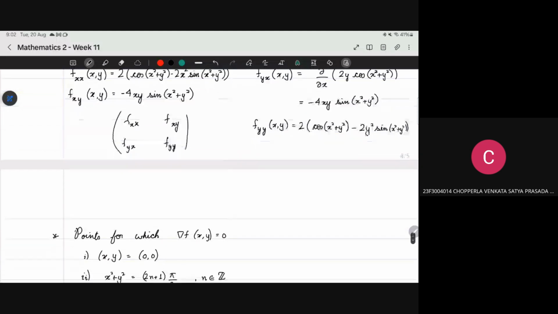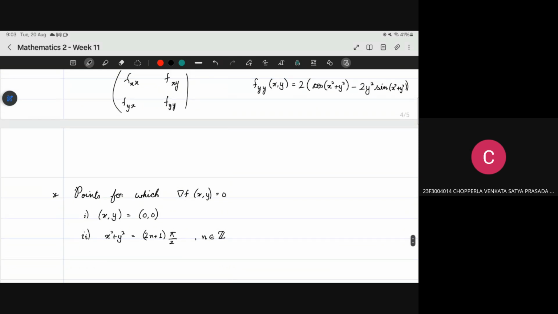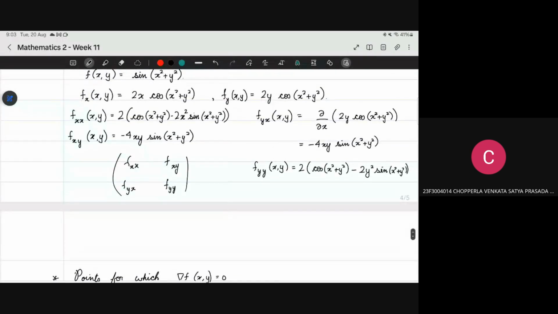What are the others? Pi. See, when x and y are 0, it's 0. When x square plus y square is equal to pi, then x square plus y square equal to pi gives me just this, which will not necessarily be 0. I want both of them to be 0. So x square plus y square has to be an odd multiple of pi by 2, which will make the cos of that 0. Or I want both of the coefficients to be 0, which happens only at the origin.